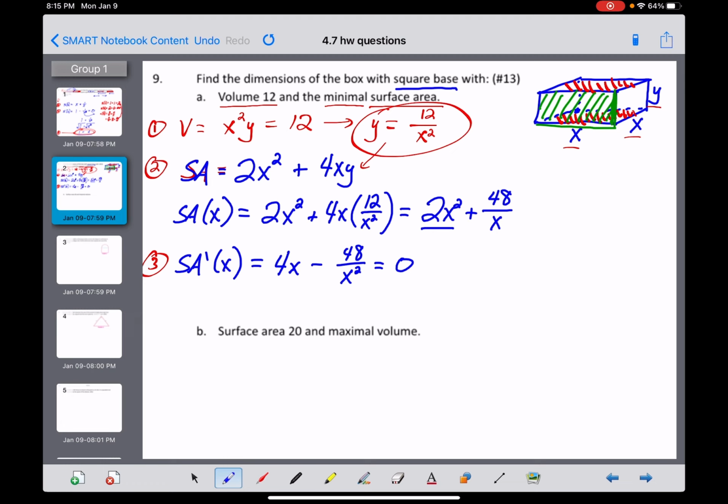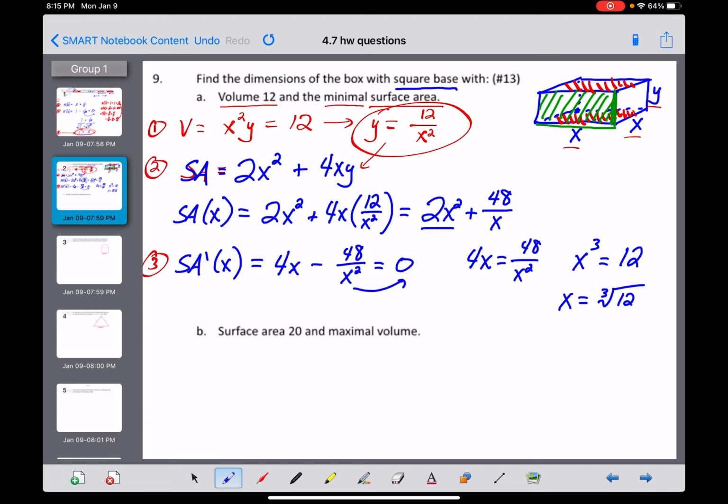So how are we going to do that? I'm going to bring that second term to the right-hand side now and get 4x equals 48 over x squared. I'm going to multiply both sides by x squared and divide by 4. So that's going to give me an x cubed on the left is equal to 48 divided by 4 is 12. So x then is going to be the cube root of 12.